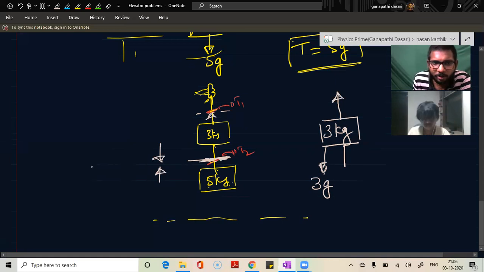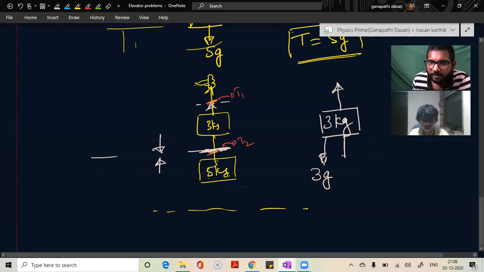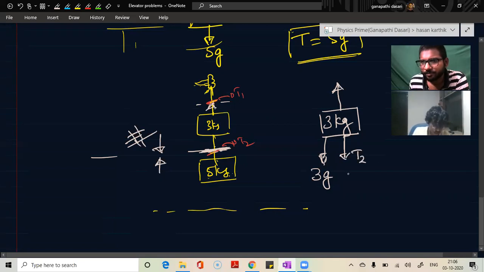You got it or not? I told you, cut. This string will be pulling the 3 kg upwards, and that string will be pulling the 3 kg downwards. Got it? You understood the importance of this cut and pull method now? Got it. Now this will be T2. This will be T1. Got it?